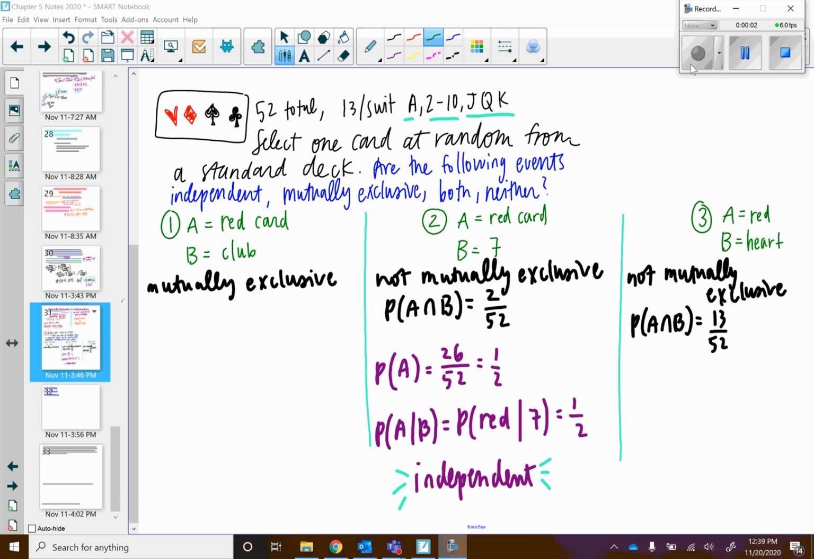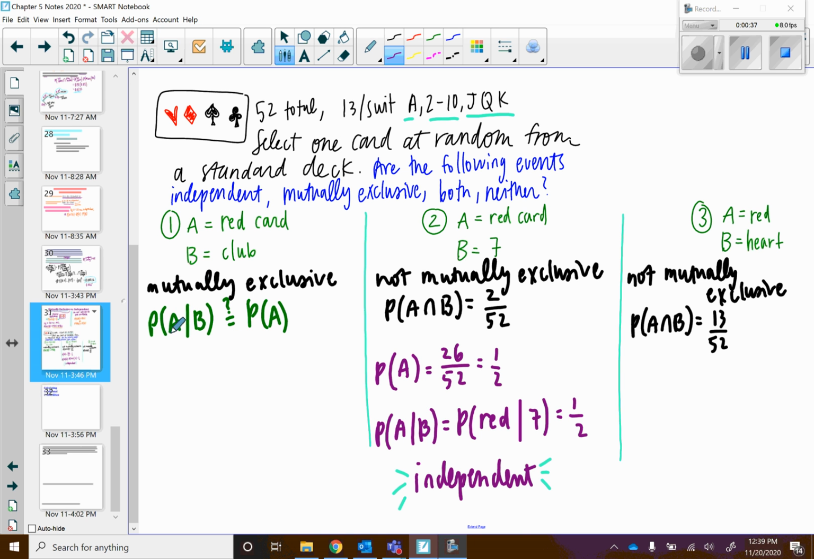Hi, AP Stats. As promised, we're going to just really quick finish this example and talk through the independence of each of these. So for the first one, it says A is a red card, B is a club. In order to decide whether or not these events are independent, we need to check either the probability of A given B and whether or not that's equal to just the probability of A, or of course we could do this, the probability of B given A versus the probability of B.